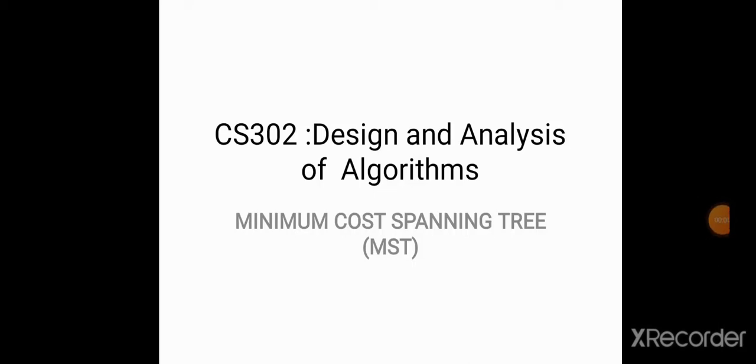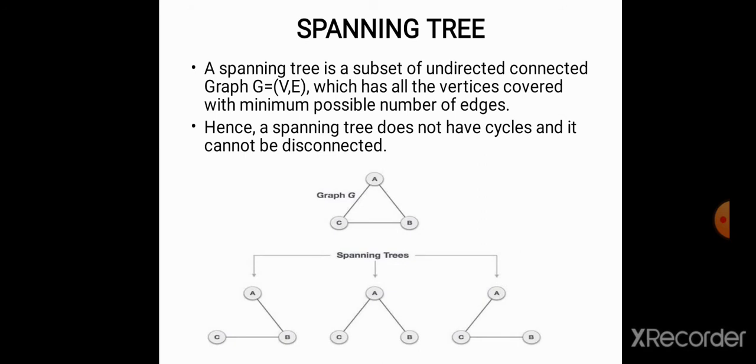Today we are going to discuss design and analysis of algorithms: minimum spanning tree, or MST. First, what is a spanning tree? A spanning tree is a subset of an undirected graph G = (V, E), where V is a set of vertices and E is a set of edges, which has all the vertices covered with the minimum possible number of edges.